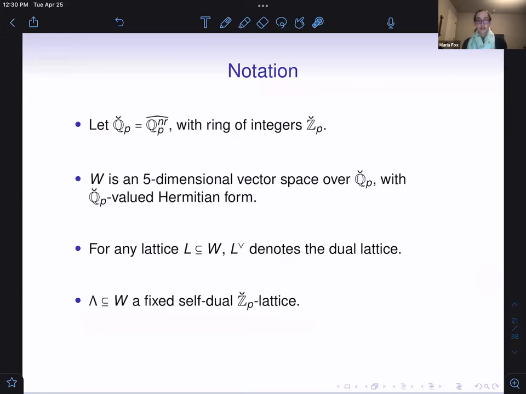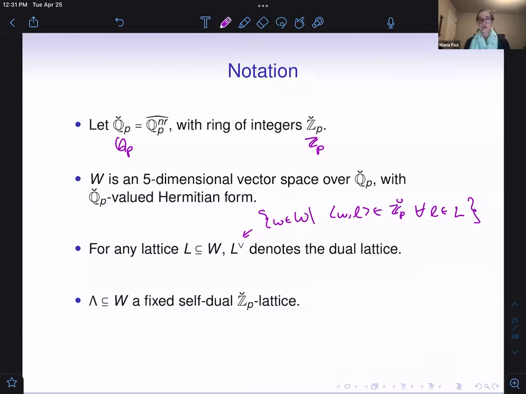To do that, I need a little bit of notation. This is the notation we've been using so far. Q_p breve is what we get when we take the unramified extension of Q_p and complete it, with ring of integers Z_p breve. But you can replace that with Z_p and Q_p if you want. W will be a particular fixed 5-dimensional p-adic vector space. It comes with a Hermitian form. For any lattice, we'll write L check as the dual lattice. Those are the elements of W that pair integrally with all elements of our lattice, not pair to 0. And then we're going to fix a particular self-dual lattice, Lambda. That will be our vertex lattice.